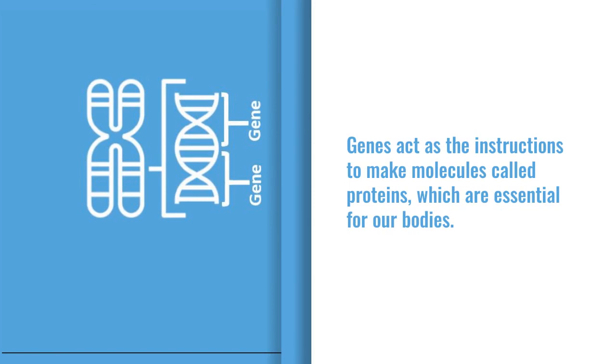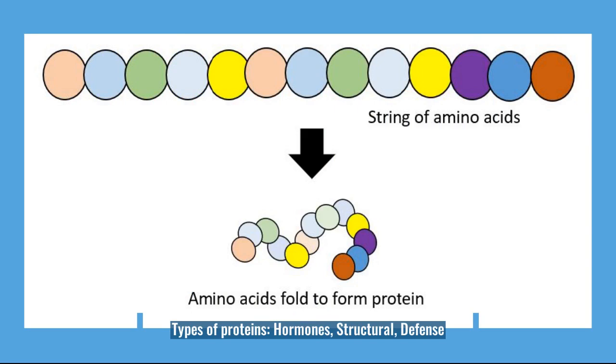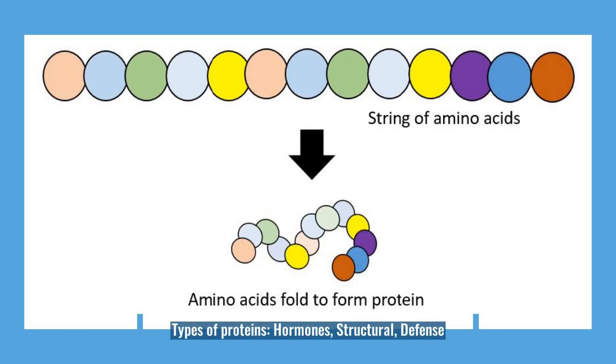The region of DNA that encodes the genetic information is called a gene, and there are lots of different genes. The genes act as instructions to make molecules called proteins, which are essential for our bodies to grow and function properly. So, what exactly are proteins? Well, they are larger molecules made up from a chain of smaller molecules called amino acids. The chains then fold to form proteins of a certain shape and size. The correct folding of a protein is very important for it to function correctly.